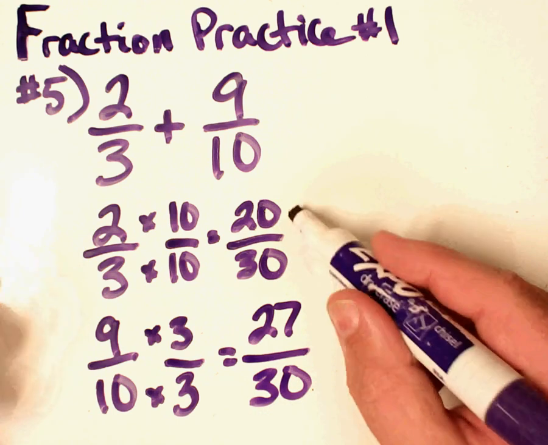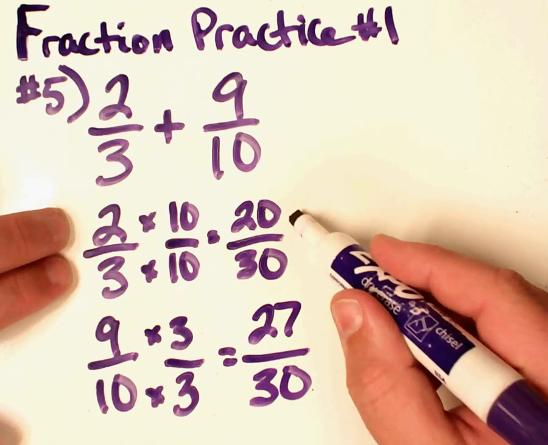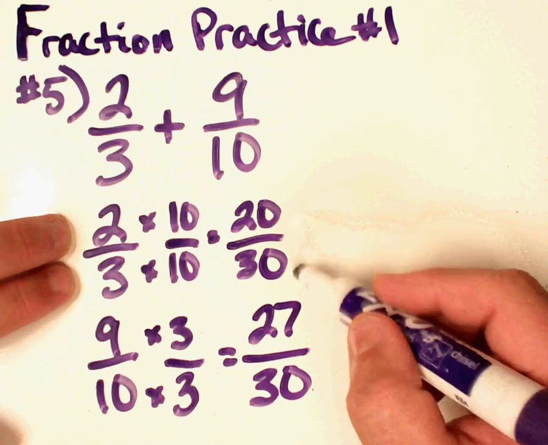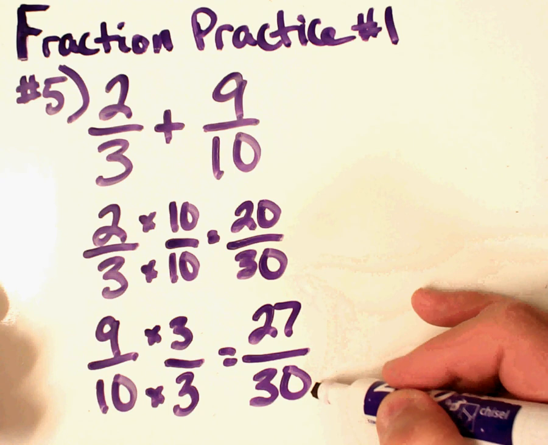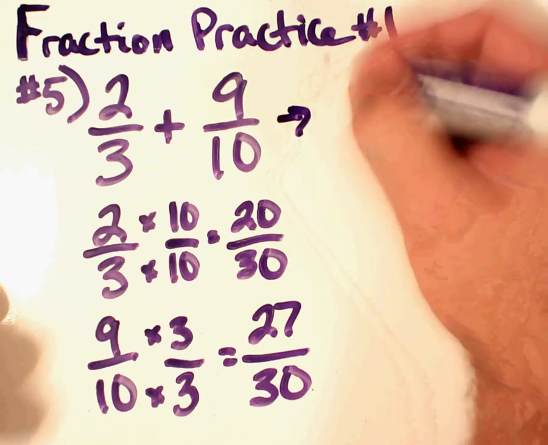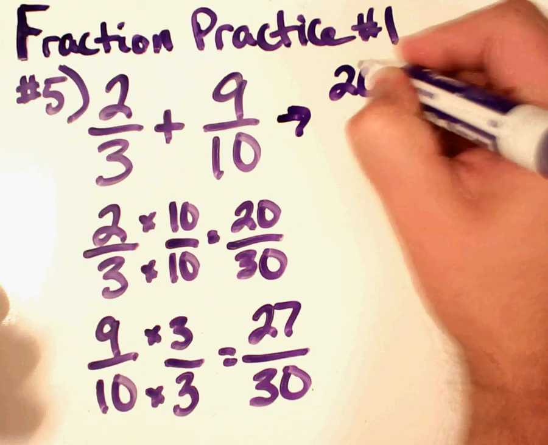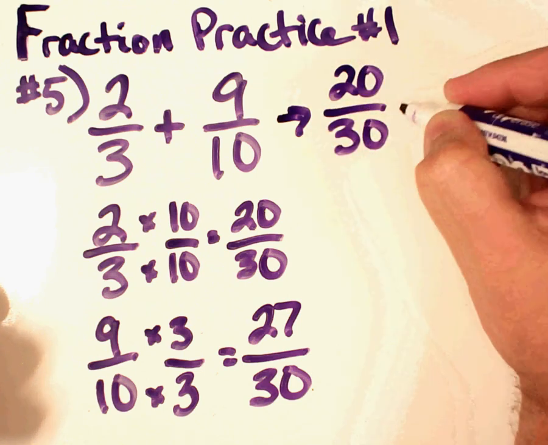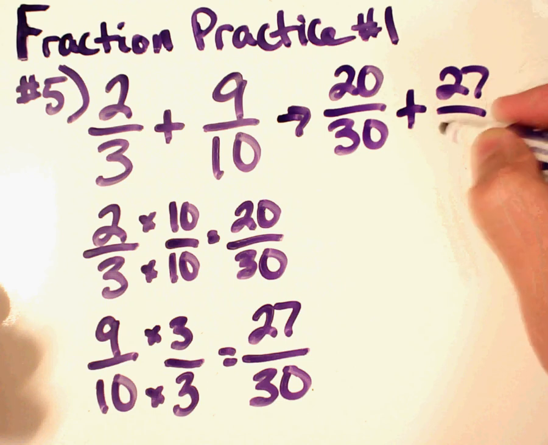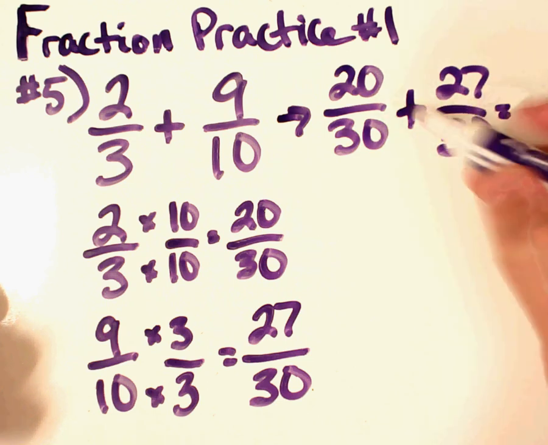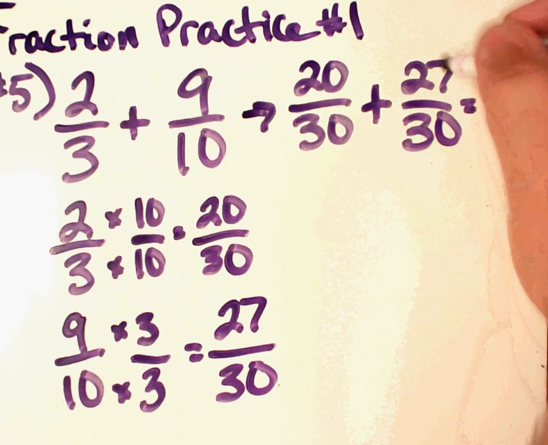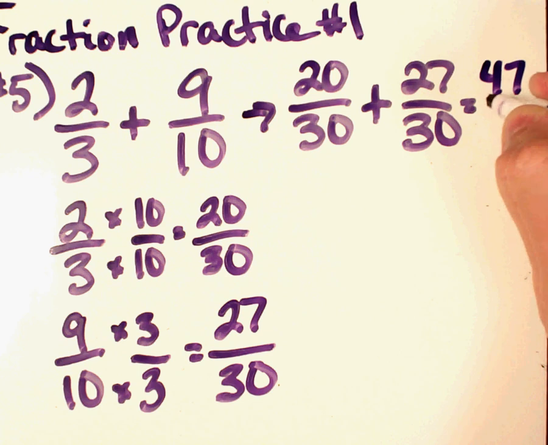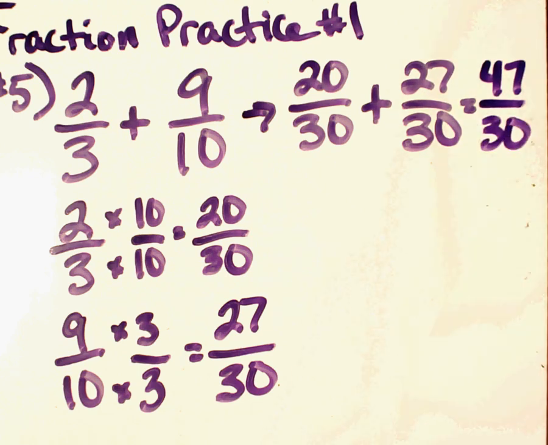So now I have two equivalent fractions, one equivalent for 2/3, one equivalent for 9/10, both with denominators of 30, and now I can complete my addition problem. So 20/30 plus 27/30 is going to give me 47/30. However, this is an improper fraction, so I have to convert it to a mixed number.